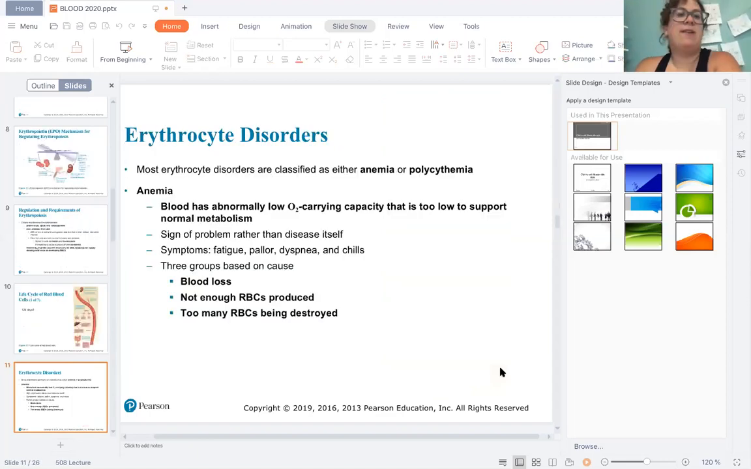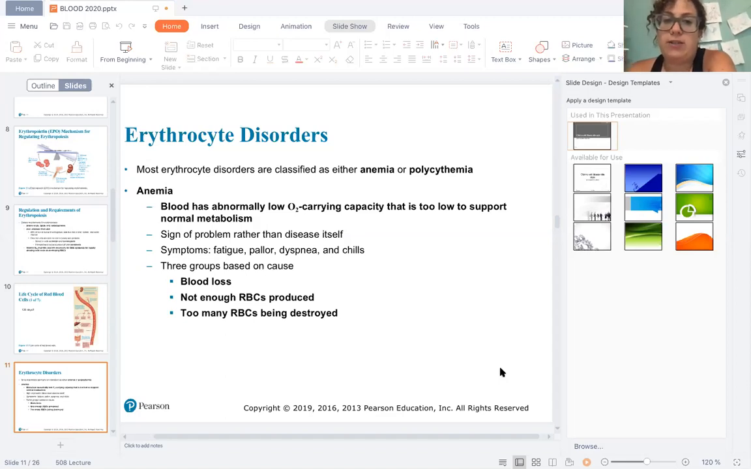All right. So what kind of disorders can happen with erythrocytes? Normally I don't really jump into too much pathology, but this is something you will see very often in your practice as a dental hygienist. So two sides of the spectrum. You either don't have enough red blood cells or you have too many.